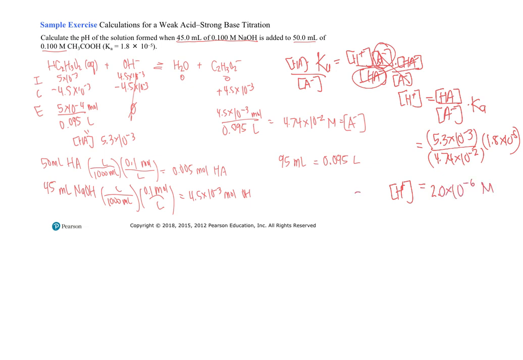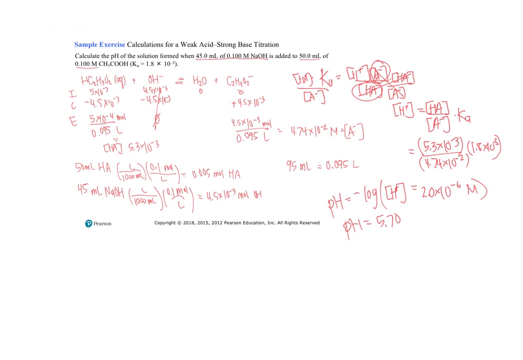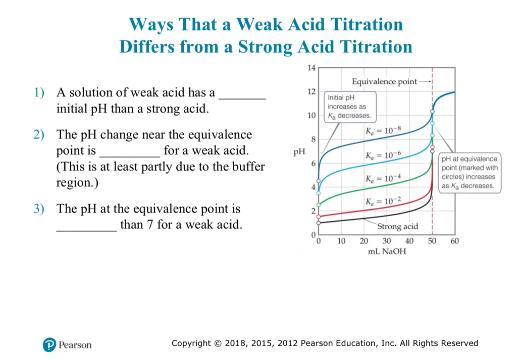Then I can take the negative log of this whole thing to get the pH. And my pH equals 5.70. Since I haven't completely neutralized all of my acetic acid, it makes sense that I would still be a little acidic. If I look at my strong acid curve over here, I'm at a very acidic solution until I hit about the equivalence point, and then I shoot up, and then I roll over here.